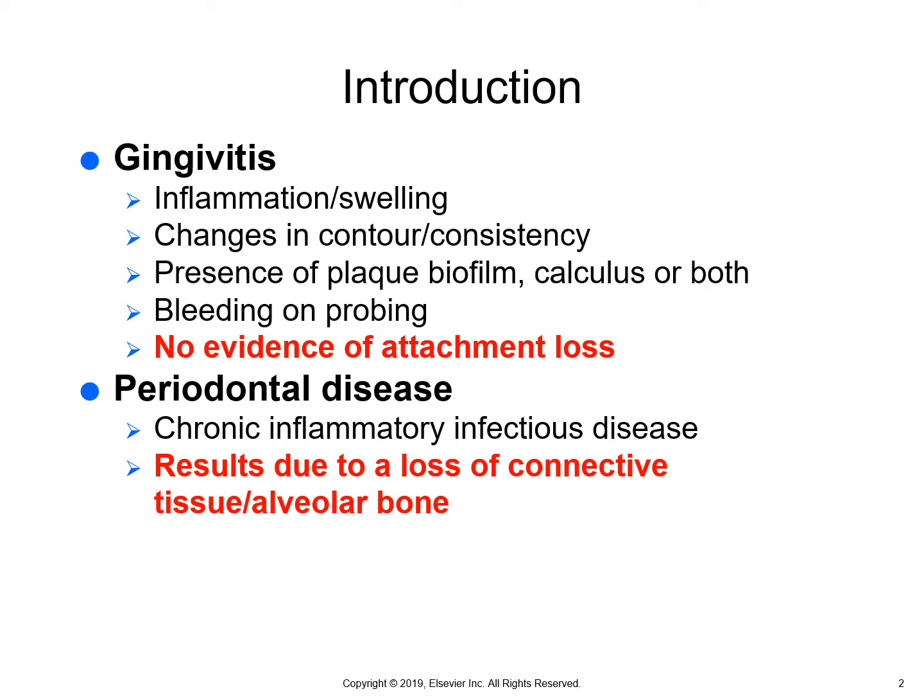Gingivitis, as you know, is inflammation and swelling. We're going to see changes in the contour and consistency of the tissue. There's presence of plaque biofilm, calculus, or possibly both. There's bleeding on probing with gingivitis, but radiographically, there's no evidence of attachment loss or bone loss.